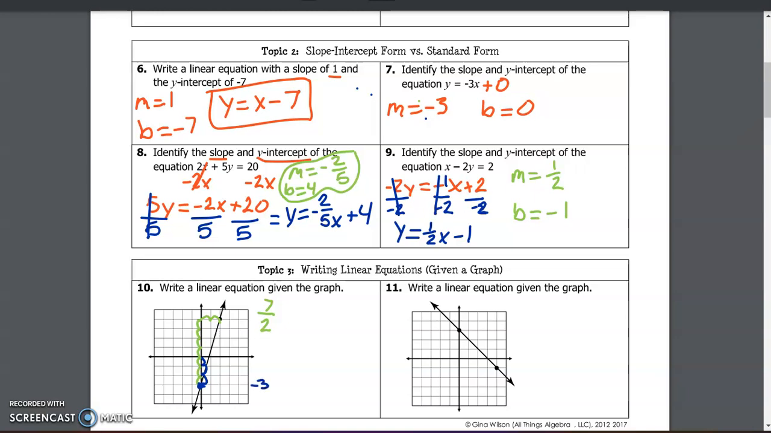So then when I put that as an equation, it's literally going to just be y equals 7 over 2 x minus 3. And that would be your answer.